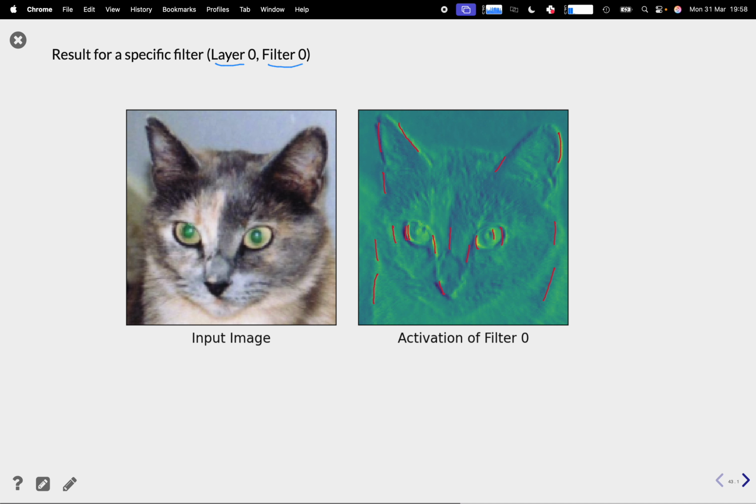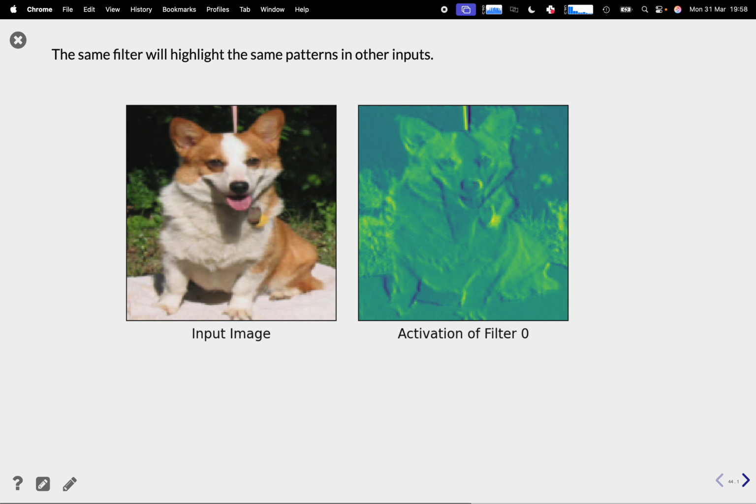Vertical edges. So if you go to this dog here, then again we will see that what it responds to are all vertical lines that occur, well, vertical or almost vertical lines in the input image.